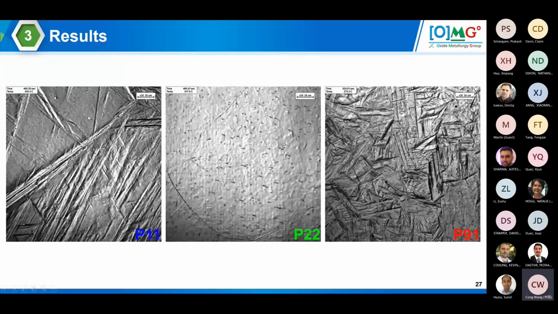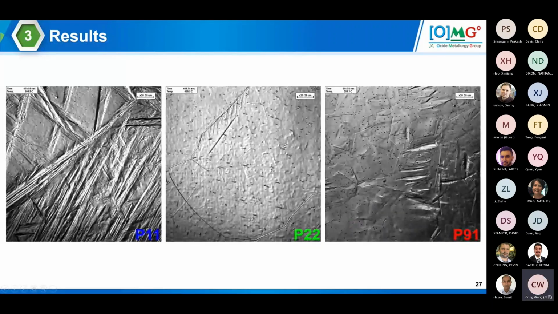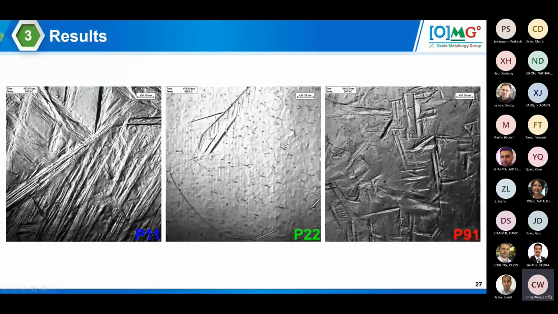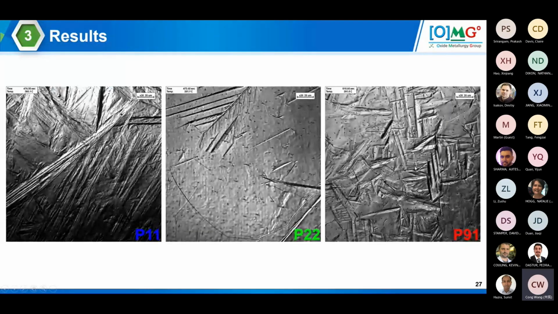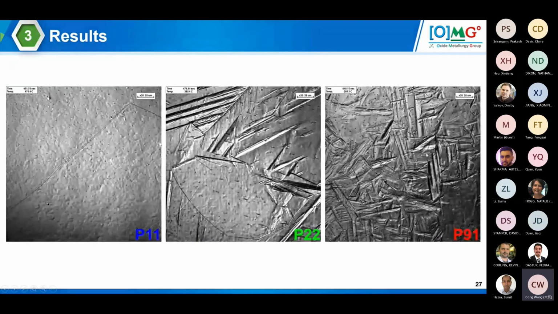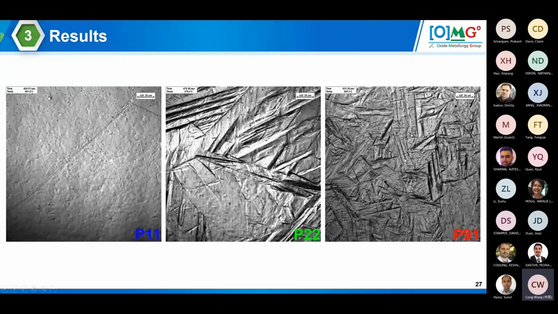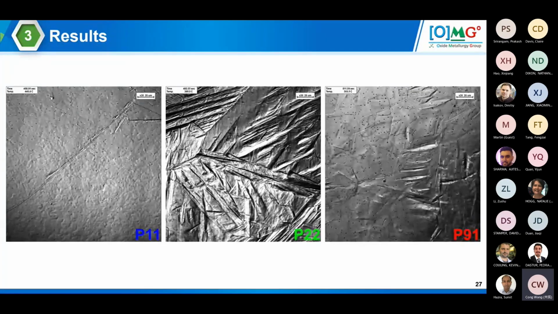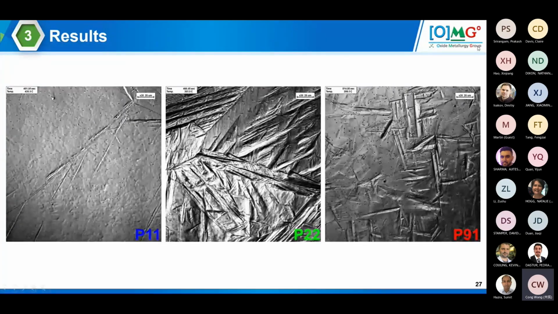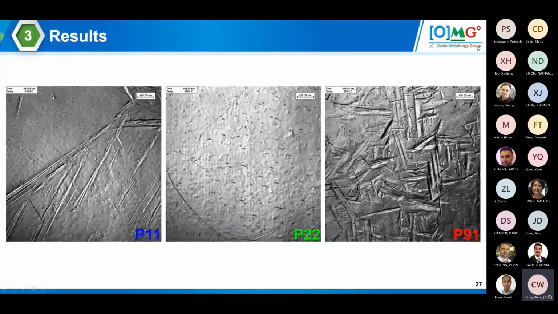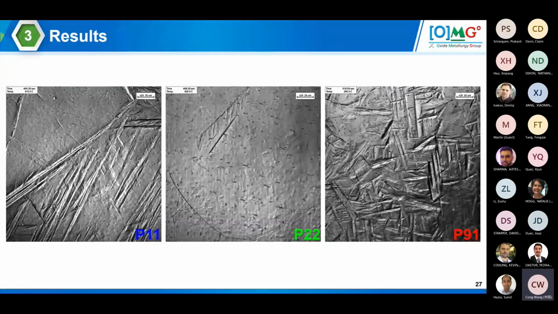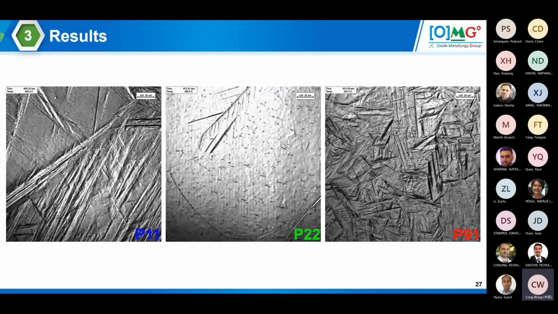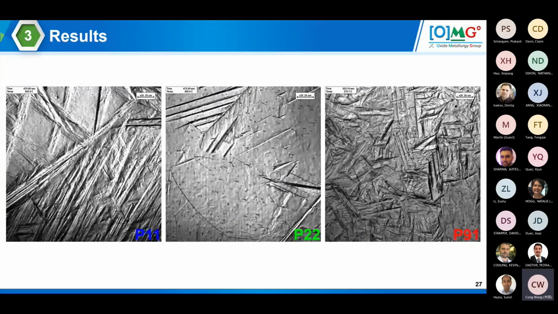So this is the bainite growth, and these are also the bainite for the P22. For this P91, what you're getting is an almost instantaneous nucleation and growth of this martensite, but they are essentially confined into one specific grain. But in some cases, you are seeing the transgranular formation of the martensite.